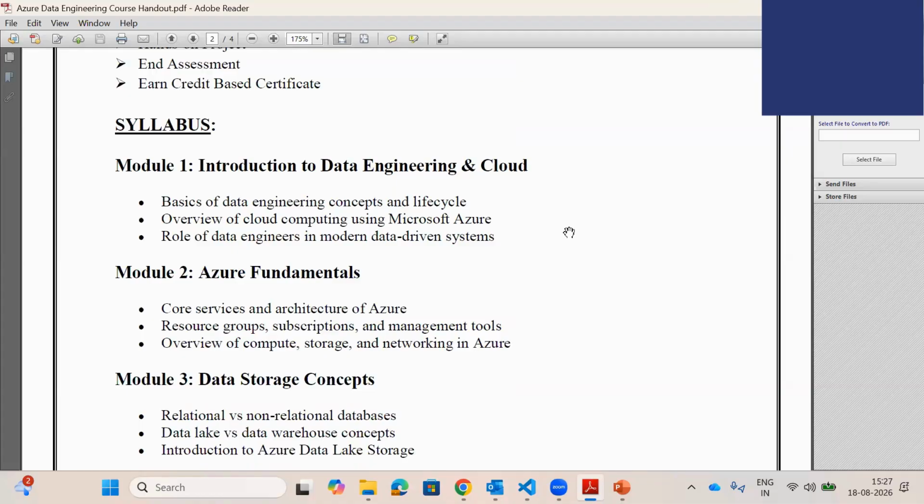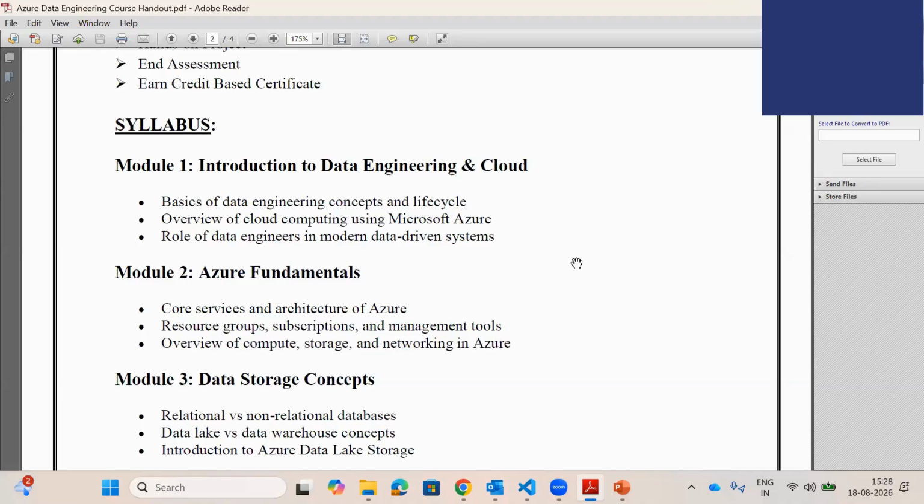We will also cover the overview of cloud computing using Microsoft Azure, because when we talk about the cloud, we again have multiple providers, right? And the three big players are Microsoft, Google, and AWS. So we are going to see how the interfaces work and how we can use Azure. There are multiple interfaces and multiple ways we use them so that data manipulation, calculation, and analysis can be easily done. Those things we will see. We'll also try to understand the role of the data engineer in modern data-driven systems.